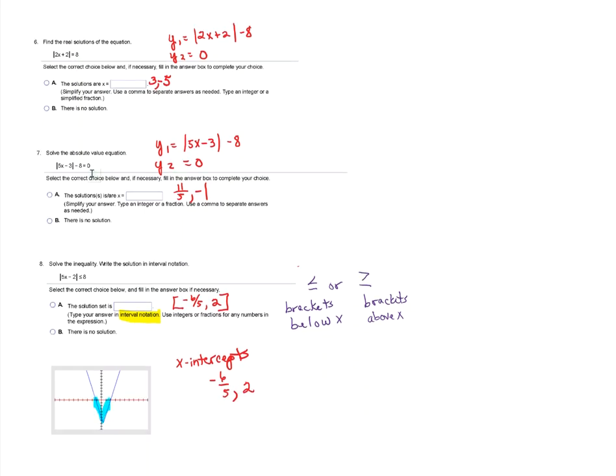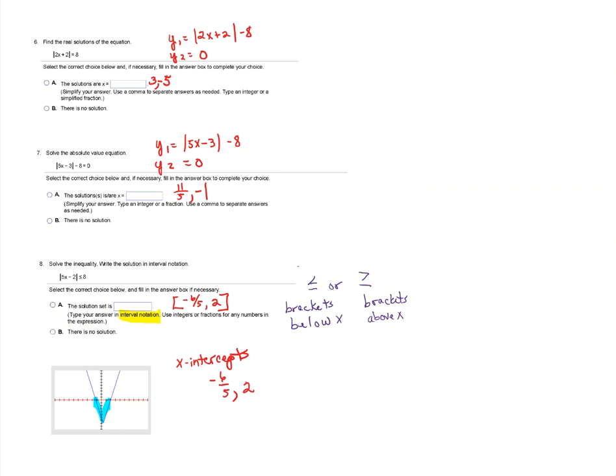We'll do the same thing with number 7. This one's already in the correct form. Just put that in y1, y2 to be 0. Find your x-intercepts, and it does say type an integer or a fraction. It does not want a decimal.